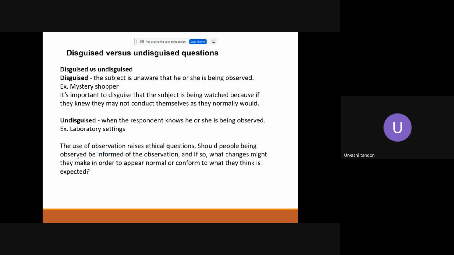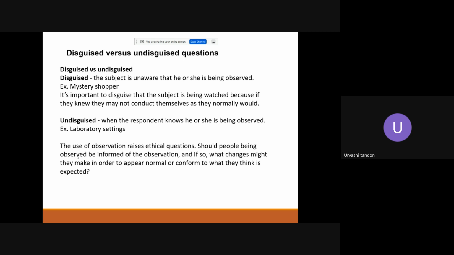Then there are disguised versus undisguised questions. Disguised is when the subject is unaware that he or she is being observed, for example, a mystery shopper. It is important that the subject is not aware of being watched, because if they know, their behavior automatically changes. And undisguised is when a respondent knows that he or she is being observed, for example, in laboratory settings, right?